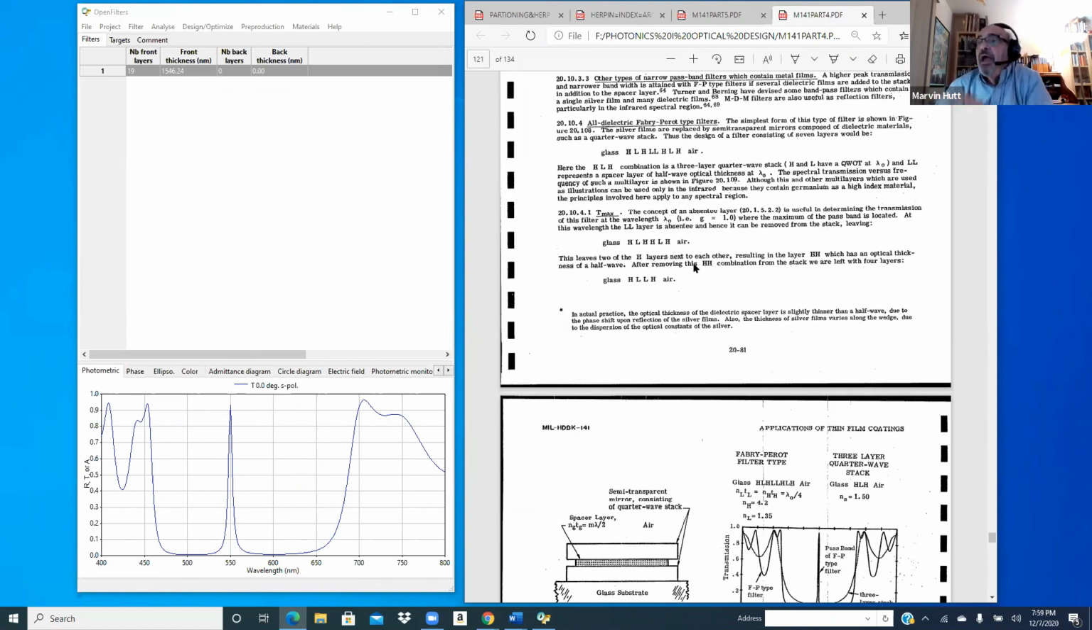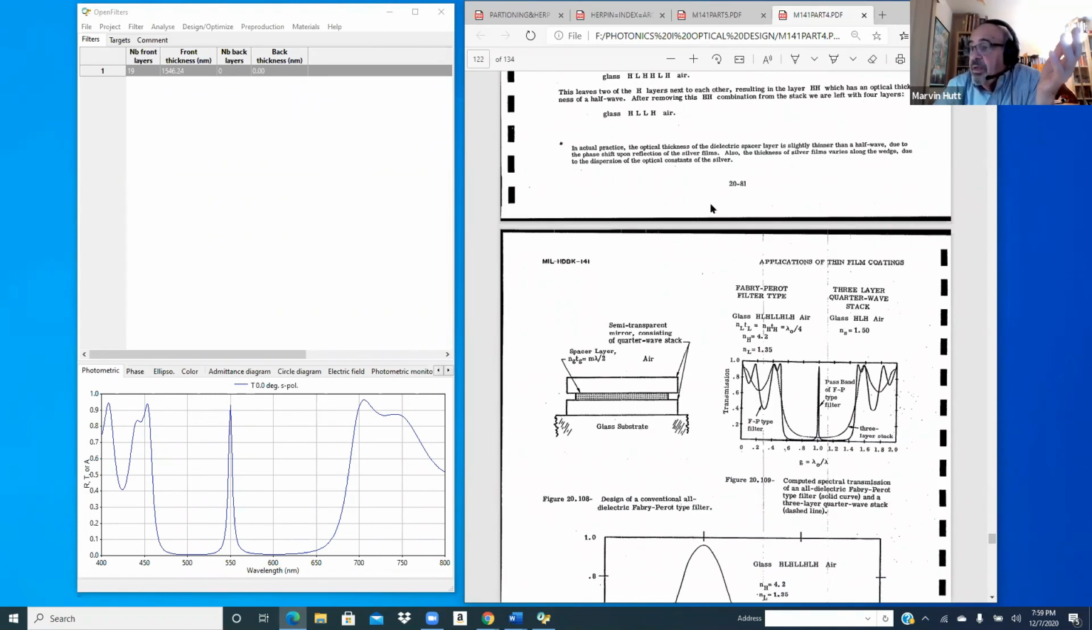Again, if you're at lambda 0 and you have this thing, you can coalesce everything together. LL is a half wave. It doesn't exist at lambda 0. Then you had HH, which coalesces. Then LL again, then HH. So you end up with, at lambda 0, glass to air. So the reflectivity in glass to air should be about 1.5%. So you should be about 99% transmission, okay?